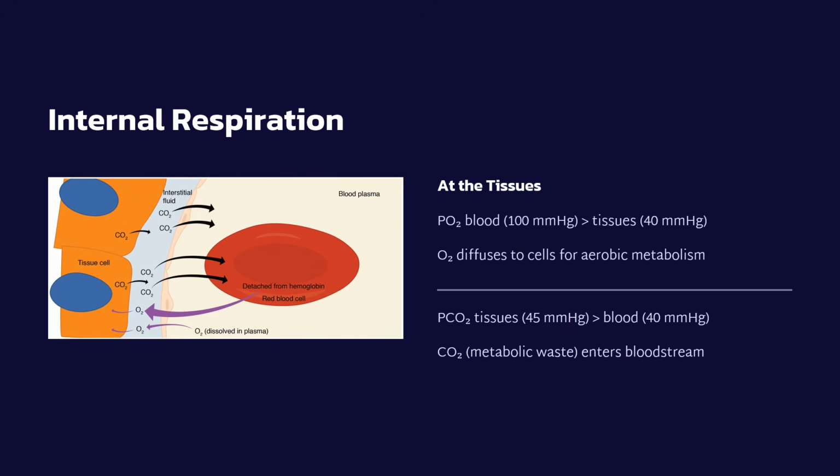While your internal respiration is the exchange of gases between the systemic capillaries and the body tissues, where the oxygen unloads from the blood to the cells because your tissue PO2 is low, and CO2 loads from the cells into the blood because tissue PCO2 is high. So this allows tissues to receive the oxygen they need for metabolism and to remove carbon dioxide as a waste product.